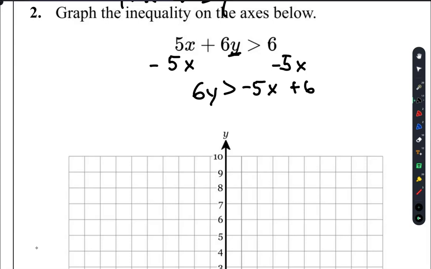The next step is to divide by 6 all the way across. When doing so, keep in mind, if this 6 was negative, you would have to swap the inequality. But it's not, so we don't have to swap the inequality; we're just going to reduce. I'm going to cancel out the 6's, and that leaves me with y is greater than negative 5 over 6 x, which doesn't reduce. And then 6 divided by 6 is positive 1.